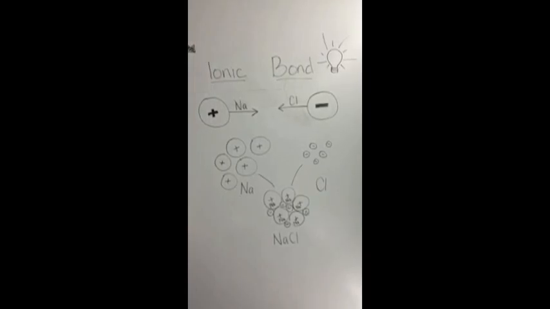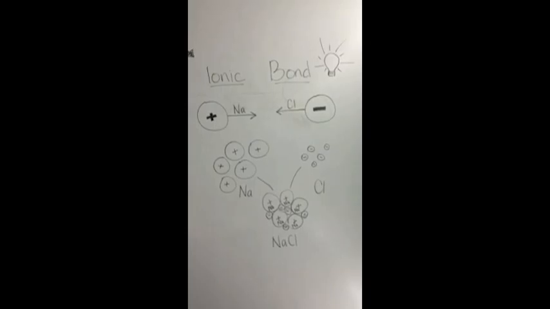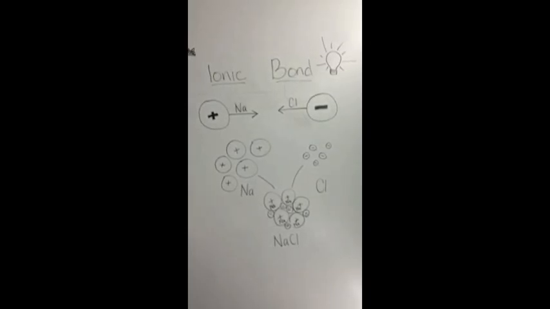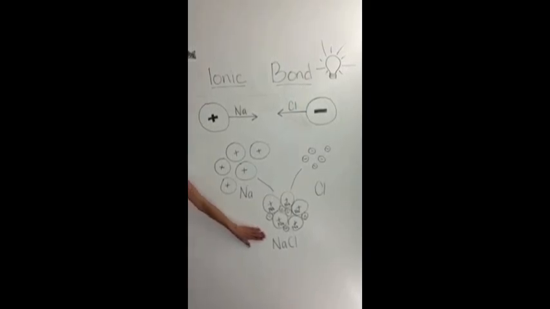Some ionic compounds will dissolve in water, and when this happens, it forms an electrolyte solution, which is a solution that can conduct electricity. An example of an ionic compound is sodium chloride.